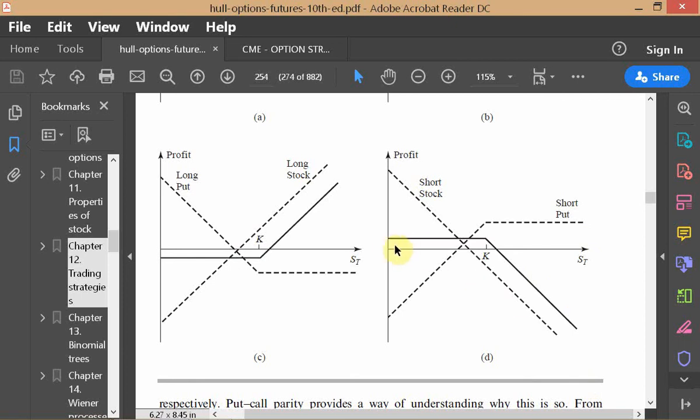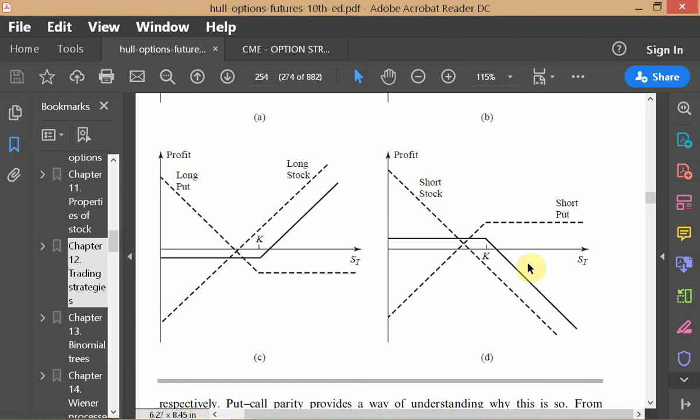How can it be long if it is showing profits above the zero line? So indirectly we have discovered that this is a short call. Okay, you two are involved in your own discussion. They're disturbing you. Please pay attention to what is going on.